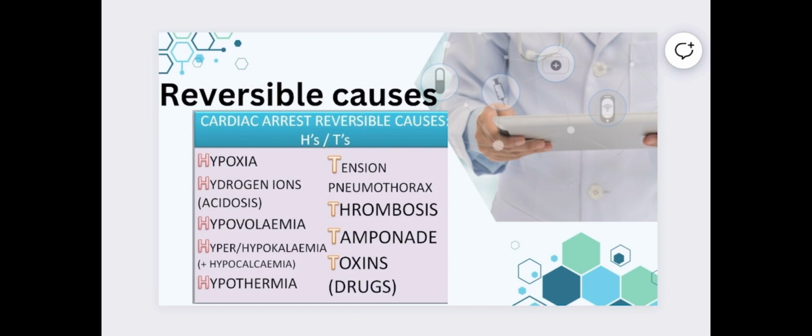Reversible causes of cardiac arrest are the famous H's and T's, and these should be on the tip of your tongue. They are hypoxia, hydrogen ions (acidosis), hypovolemia, hyper or hypokalemia, hypothermia, tension pneumothorax, thrombosis, tamponade, toxins or drugs.